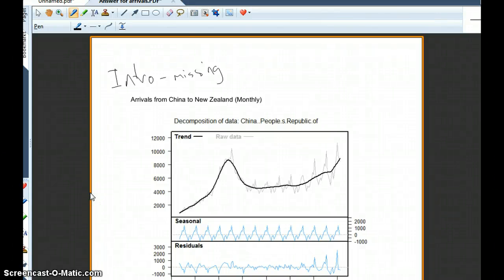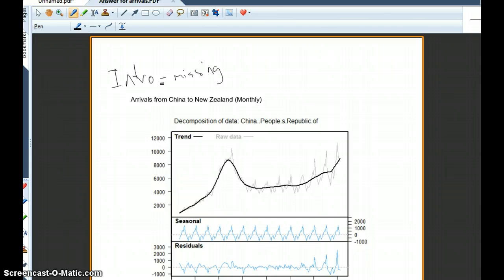Okay, so this one here is about the arrivals from China, and we've really got to discuss why this drop-off. Okay, just a general comment. You need some sort of introduction.